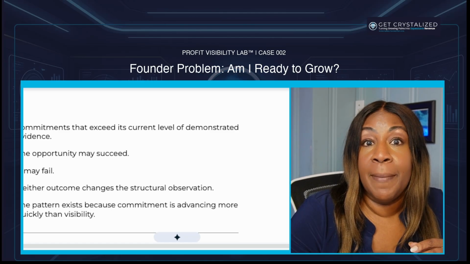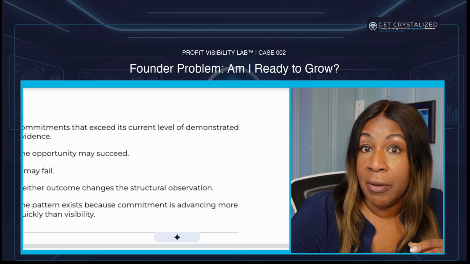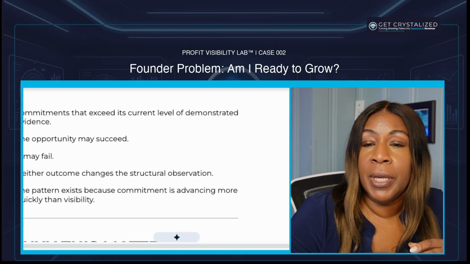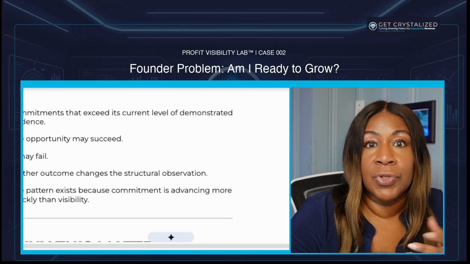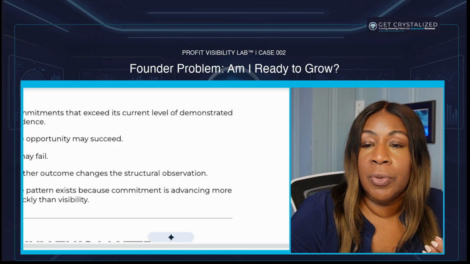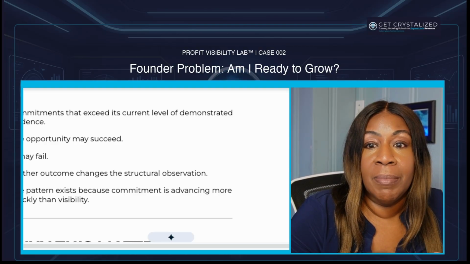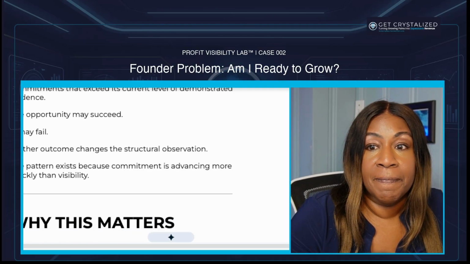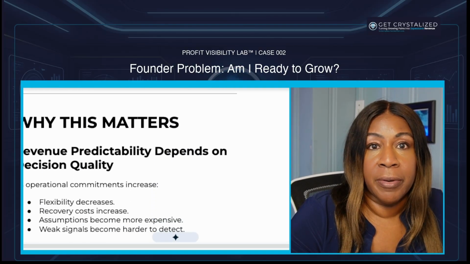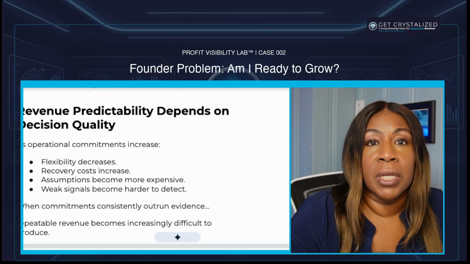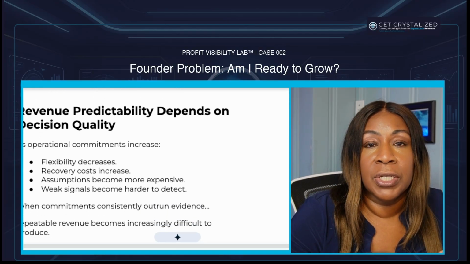The opportunity may succeed. It could fail, right? We don't know. But neither outcome changes the structural observation. In other words, what we know and what we don't know. So the pattern exists because commitment is advancing more quickly than visibility, right? Now, why does this matter? Why do you care? Because revenue predictability depends on it. It depends on the quality of our decisions.